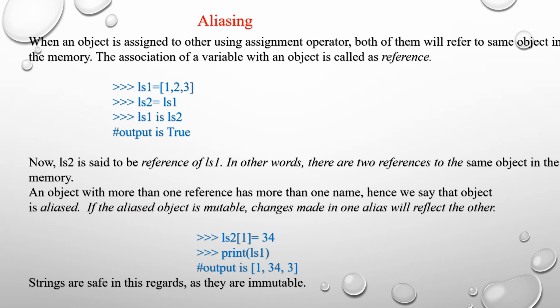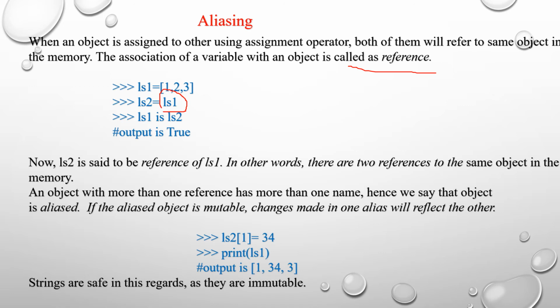When an object is assigned to another using an assignment operator, both of them will refer to the same object in memory. The association of a variable with an object is called a reference. For example, take ls1 is equal to 1 2 3. After that we are declaring one more variable, ls2 is equal to ls1. So the ls1 element is stored into ls2.